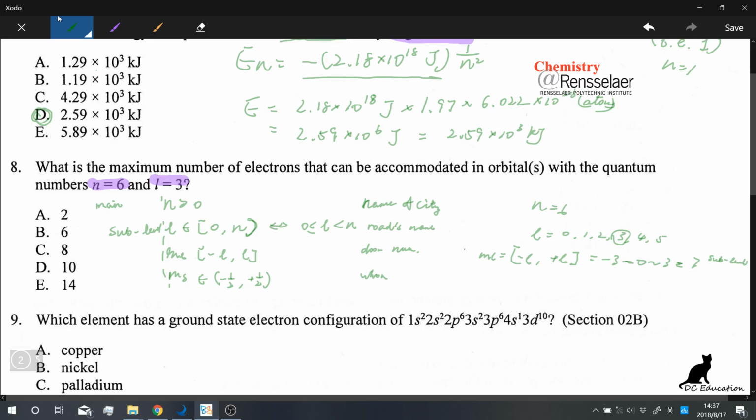And remember, for each house on the street, there can be 2 people living, one called plus a half and the other called minus a half. So there's a total of 7 times 2, which gives us 14 electrons. And that's, I believe, answer E over here. So E is the correct answer for this particular question.